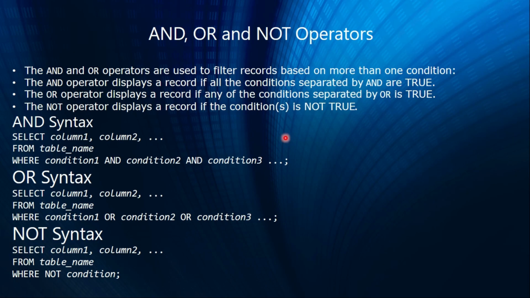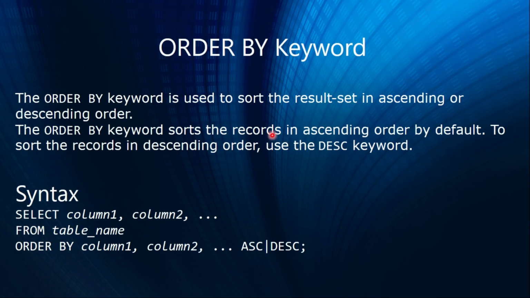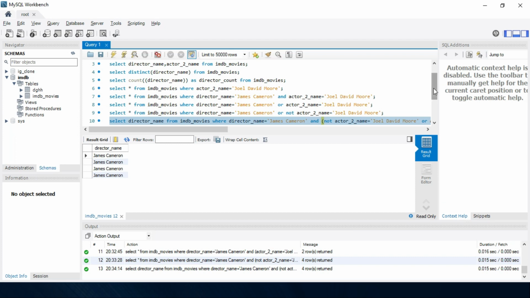Okay, so let's try something else, that is ORDER BY. The ORDER BY keyword is used when you want to set the column records or the row records in a particular order, that is either ascending or descending order. So the ORDER BY keyword is used to sort the result set in ascending or descending order. Okay, so here's the syntax, that is select column 1, column 2 from whatever table name, then ORDER BY whatever column you want to return the records in order. Okay, and you can also specify ascending and descending.